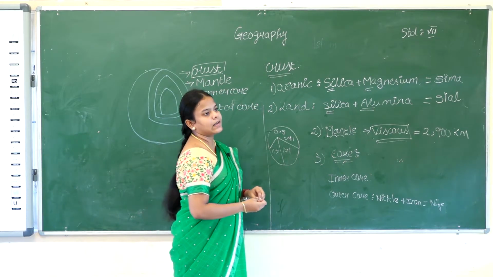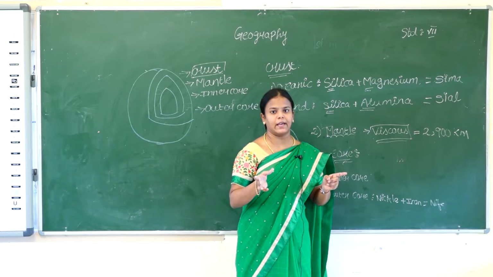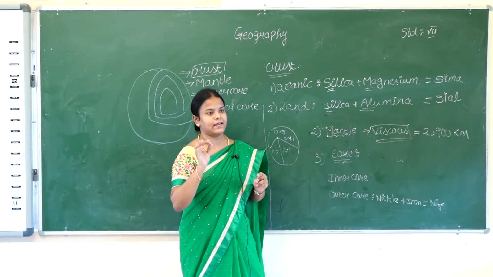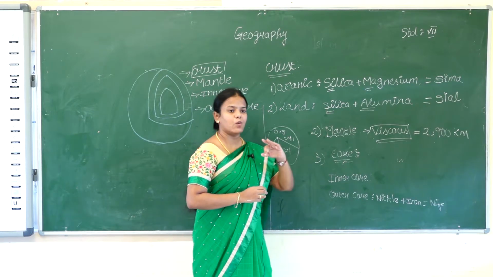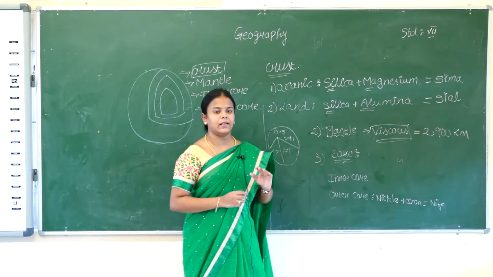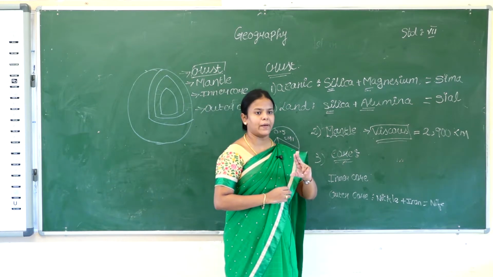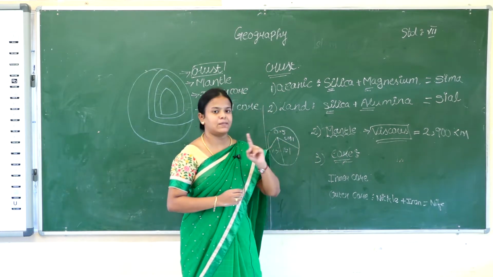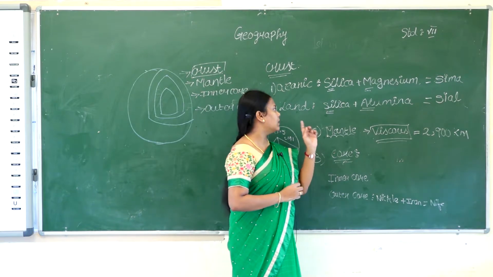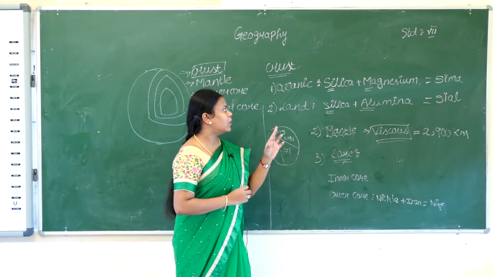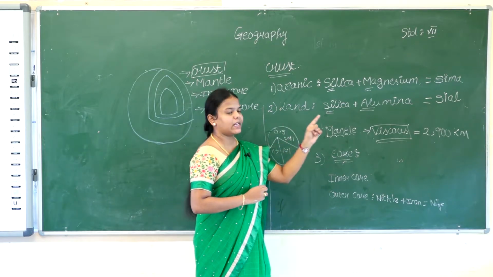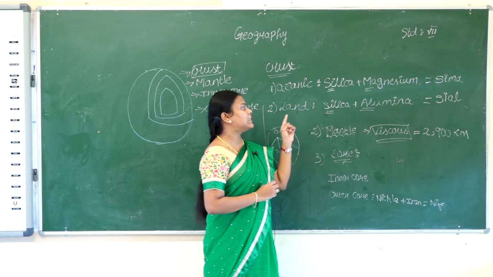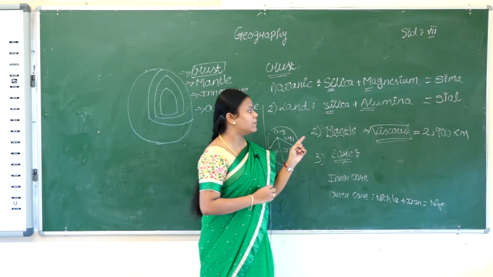What is a crust? A crust is the outermost layer and it is the thinnest layer, and it is divided into two: oceanic and land. Oceanic has two components, mainly silica plus magnesium, and land is silica plus alumina. So silica plus magnesium forms SIMA and silica plus alumina forms SIAL.